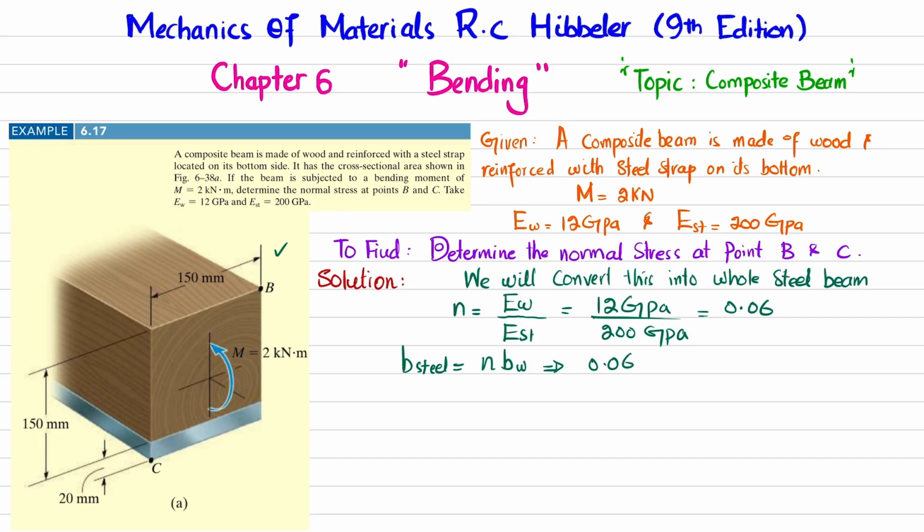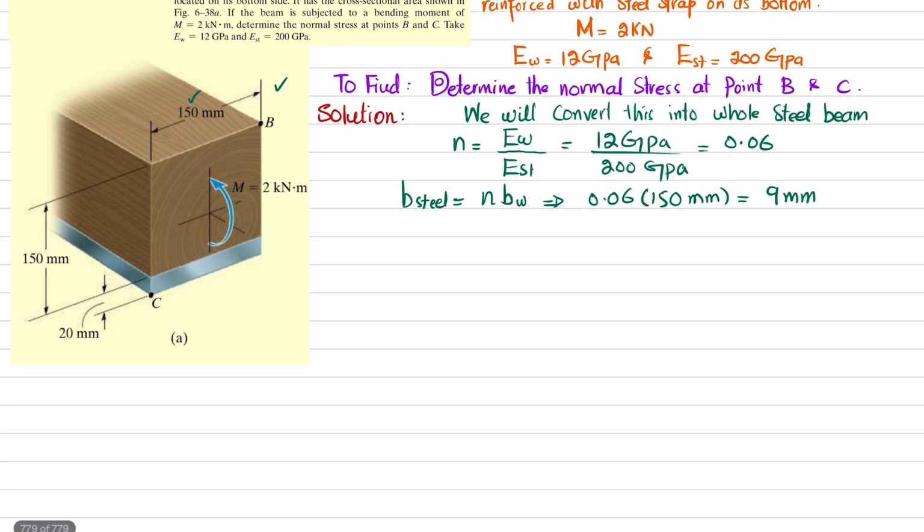Now the width of wood is 150, so I can write 150 millimeter. So when you calculate it, it will be 9 millimeter. So we will convert this beam into one made up entirely of steel.